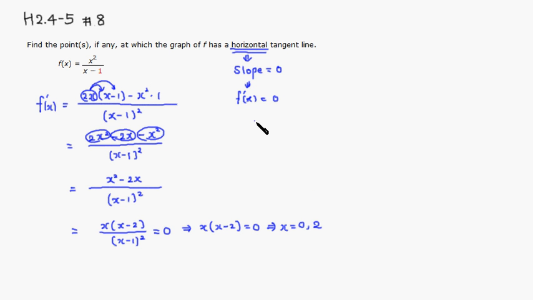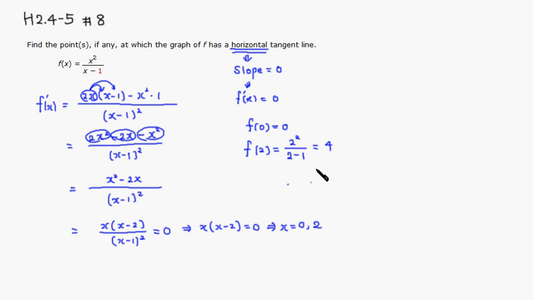So we have to find f of 0. Plug in 0 here: 0 squared over 0 minus 1 is 0, so this one's easy to compute. And also f of 2. That's going to be 2 squared on top, then you have a 2 minus 1. So that's 4 over 1, so it's 4.